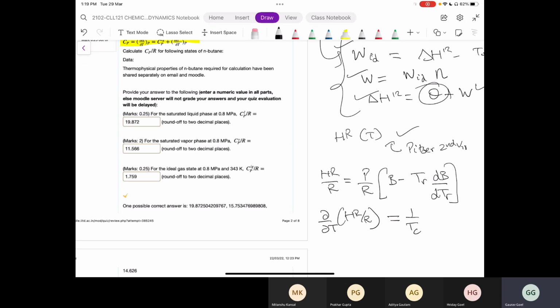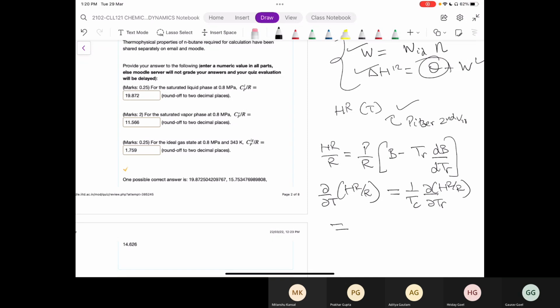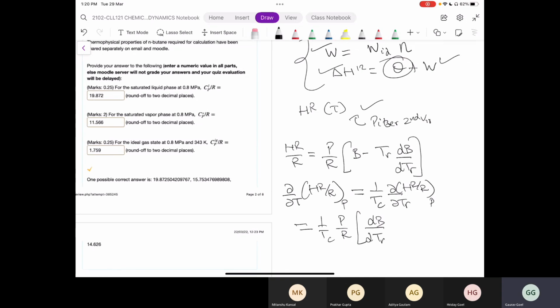Divide by T_C, multiply by T_C. So the only benefit is everything on the right-hand side is in terms of T_R. Even B is written in terms of T_R. So from here now you can calculate the derivative. 1 by T_C can be outside, P_R can be outside because you're calculating the derivative at constant pressure. So you get dB by dT_R, and in the second case you will get two terms.